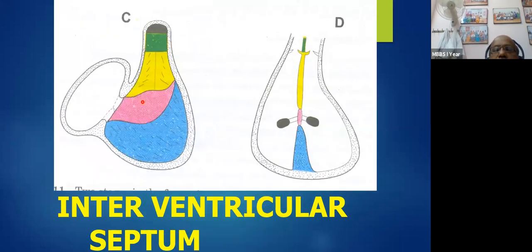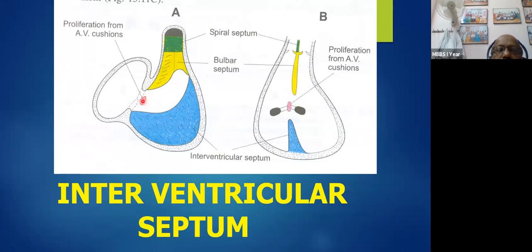Now see the next picture. For understanding purpose, it is given in pink color. So this interval is filled by the proliferation of AV cushion as well as a little bit of descending down of bulbar septum. Descending down of bulbar septum leads to closure of this upper part of your interventricular septum. So this part is called the membranous part. The membranous part is derived by the proliferation of AV cushion and at the same time fusion of this with your bulbar septum. So this is the upper part, otherwise the membranous part.